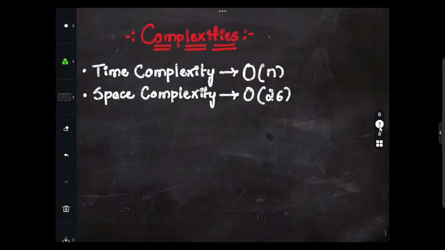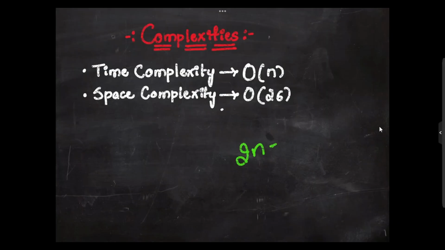Next, let's discuss the complexities before writing the code. So the overall time complexity would be big O of n. Why is it big O of n here? We are making use of one pass. Basically, we will be making one pass through string s of length 2n minus 2, as they have mentioned in the question. You can read the question entirely. I hope this is clear.